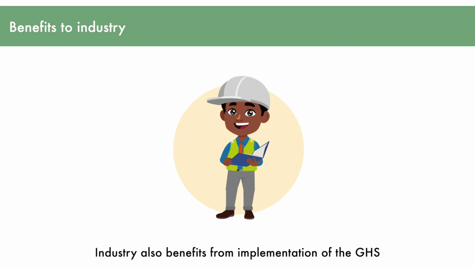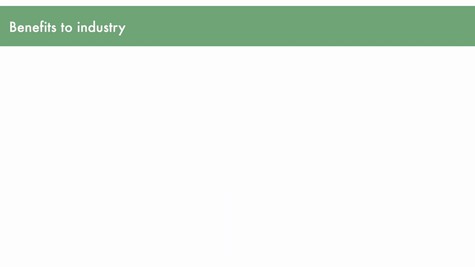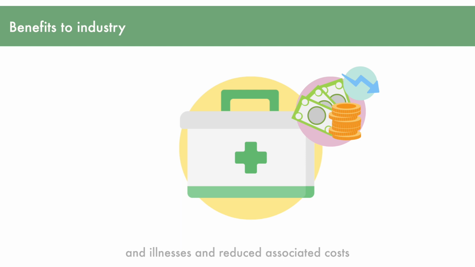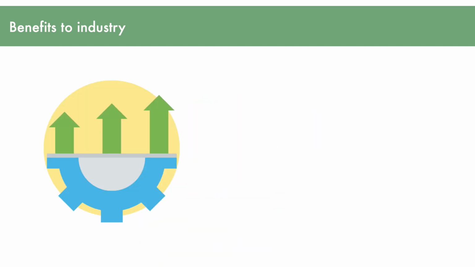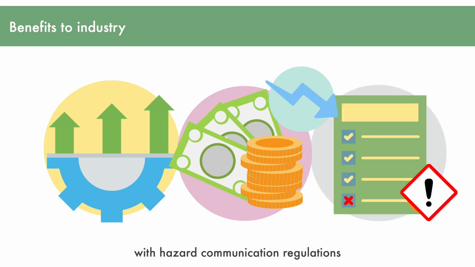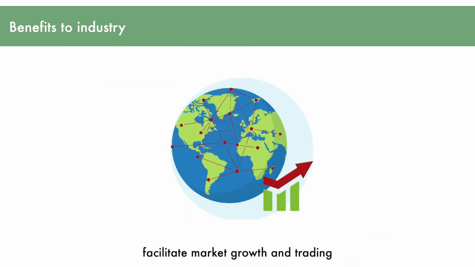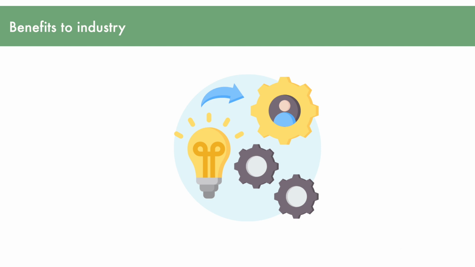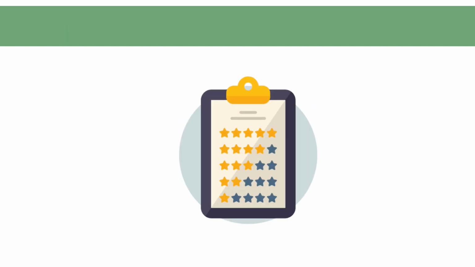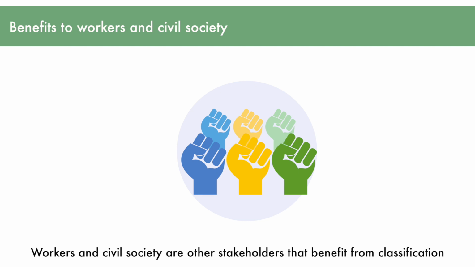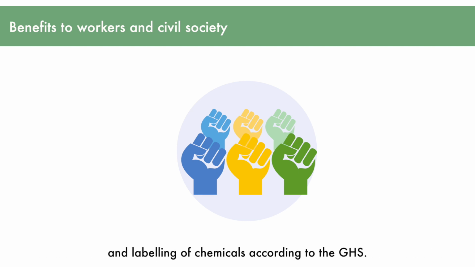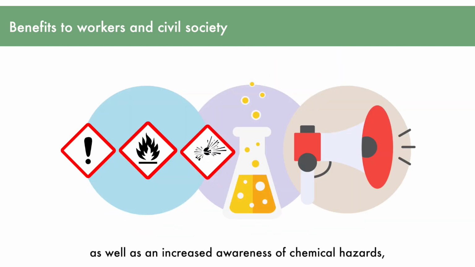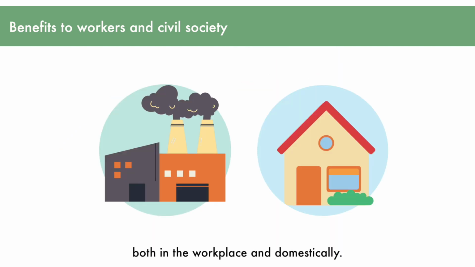Industry also benefits from implementation of the GHS. It will lead to safer work environments, with fewer accidents and illnesses and reduced associated costs, improve relations with employees, increase efficiency and reduce costs in compliance with hazard communication regulations, facilitate market growth and trading, maximize use of expert resources with minimum labor and costs, and improve corporate image and credibility. Workers and civil society are other stakeholders that benefit from classification and labeling of chemicals according to the GHS. It will lead to improved safety for all handlers and users of chemicals, as well as an increased awareness of chemical hazards, both in the workplace and domestically.